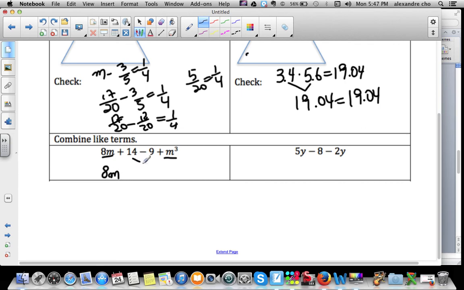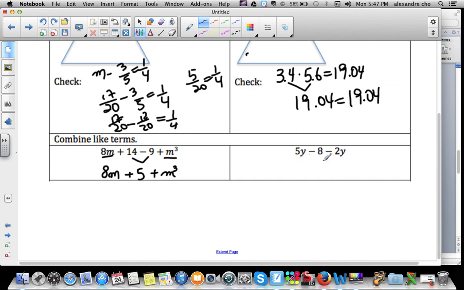So you're going to write 8m. These two you combine together. 14 minus 9 is 5. And also the m cubed is part of your solution. You don't do anything to it, so it's still part of your expression. Here, 5y minus 8.